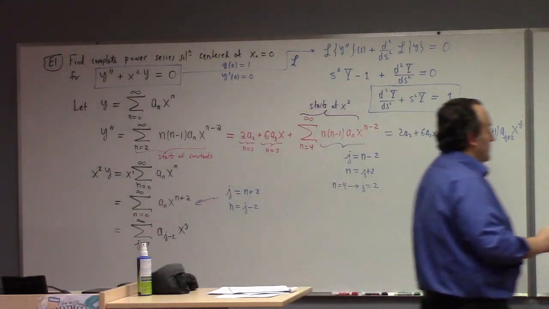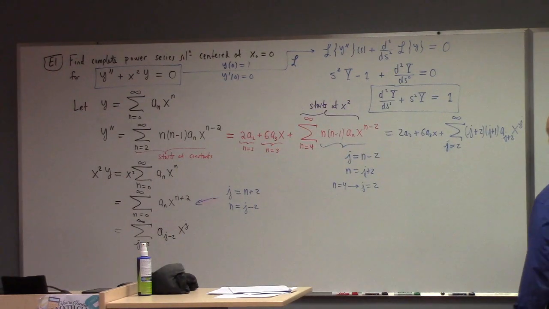All right, so put that in up here. So for my y prime prime, I've got this sum, and I'll write out an extra step here to make it look harder than it is. J equals 2 to infinity of j plus 2 times j plus 1 a sub j plus 2 x to the power j, and then I have plus the x squared y term, sum j equals 2 to infinity a sub j minus 2 x to the power j. I think I got that right.